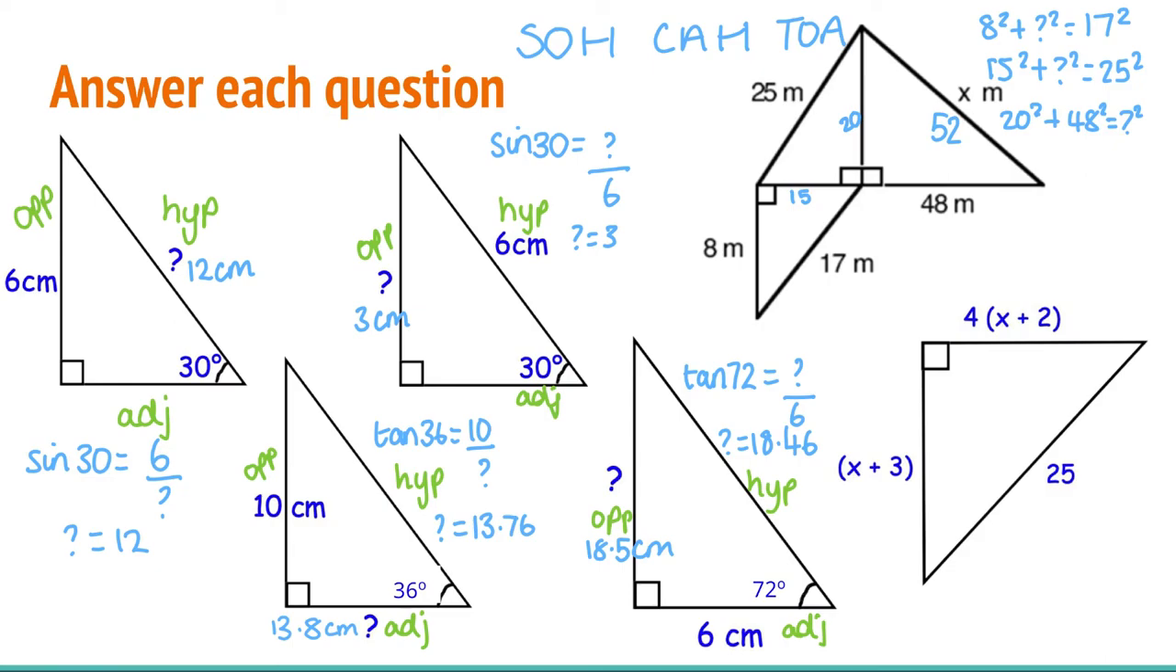And the next one, or the last one that we're looking at, is a question using some algebra. So again, it's Pythagoras because I don't have angles, I only have sides. And I know that this squared plus this squared equals this squared. So that forms an equation. So I have 4 times (x plus 2) all squared, plus (x plus 3) squared, and that equals 25 squared.